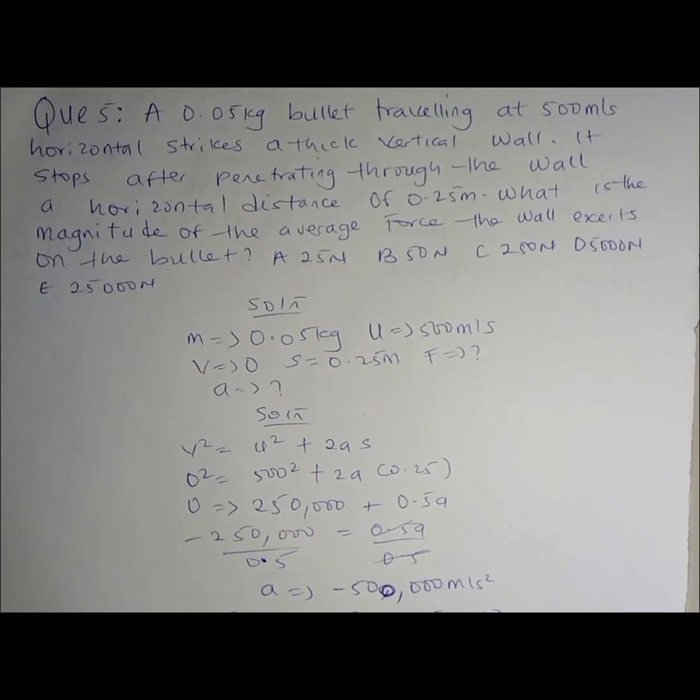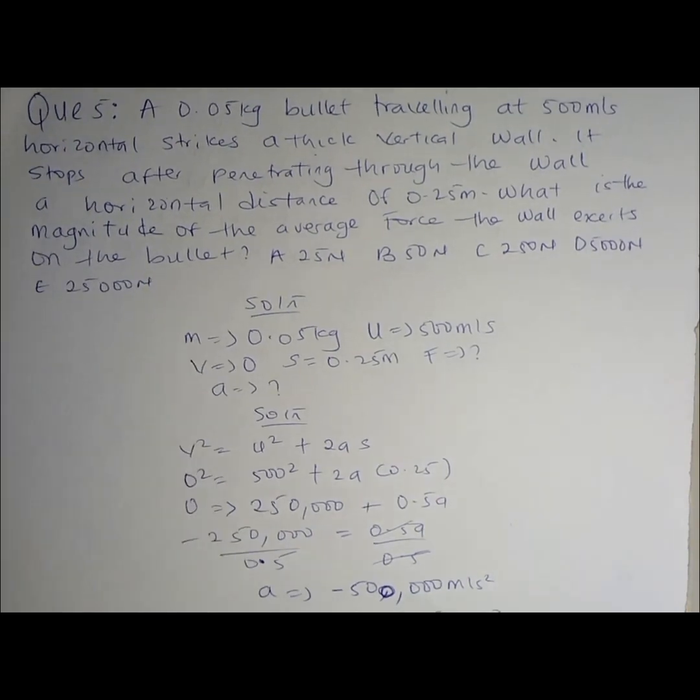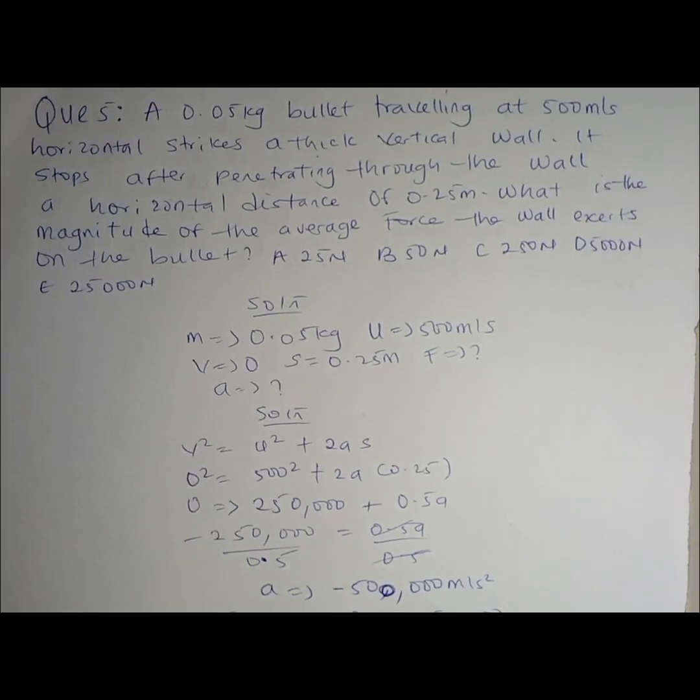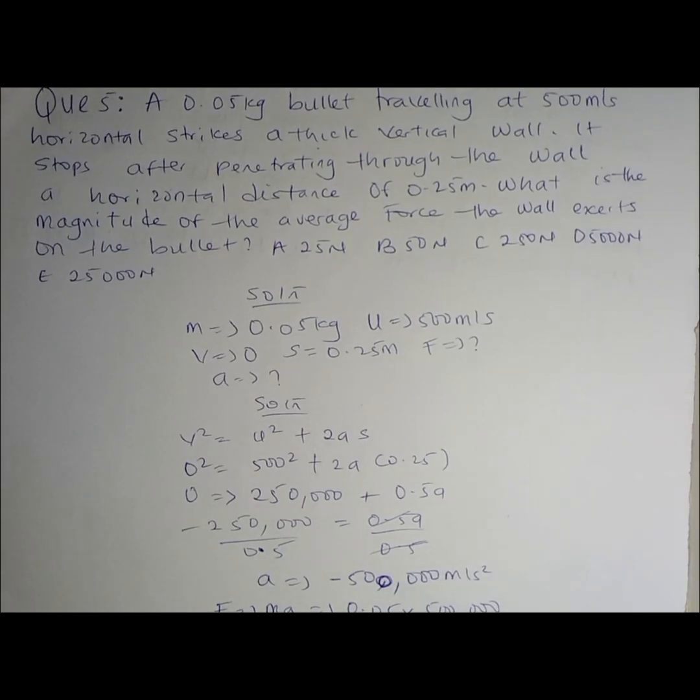Therefore my F equals to 500,000 times 0.05, which is 25,000 Newton. So is this okay? Yeah, our correct option is option E.